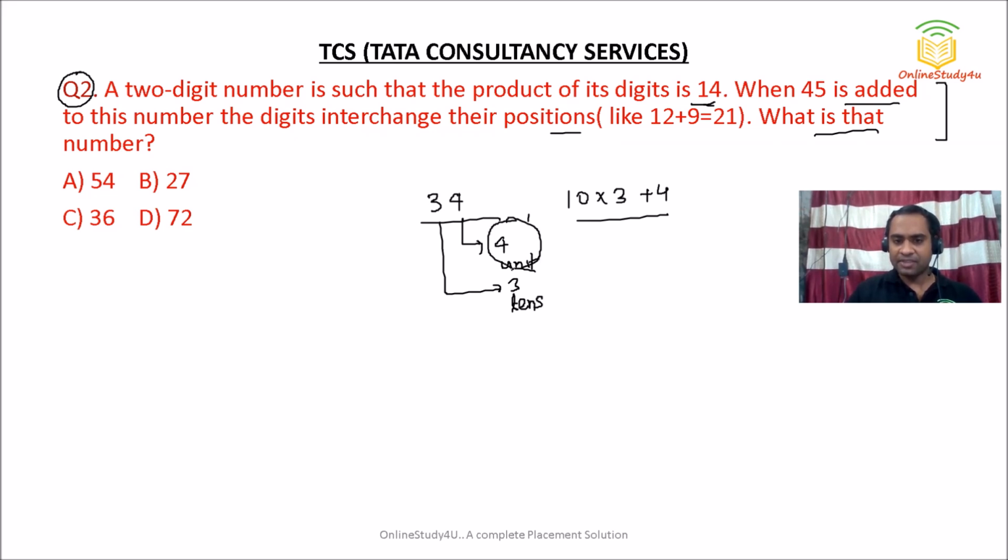Unit place, and this will be nothing but tens place. So 10 into 3 plus 4. Okay, so 34. Agreed? Now, a two-digit number is such that the product of its digits is 14.